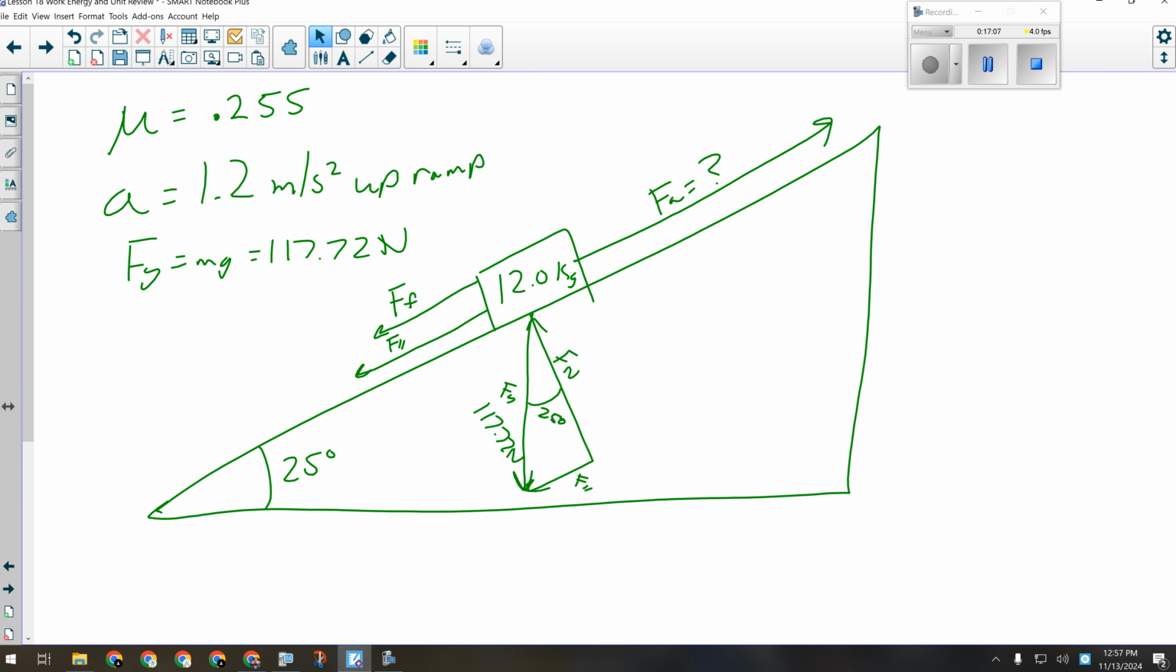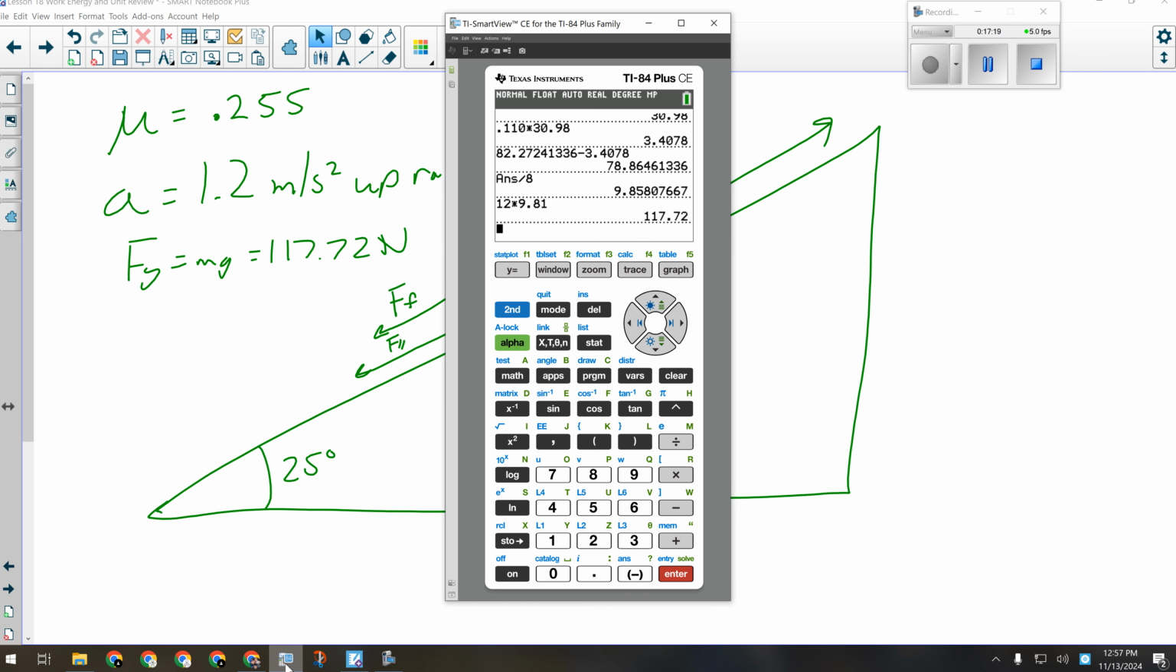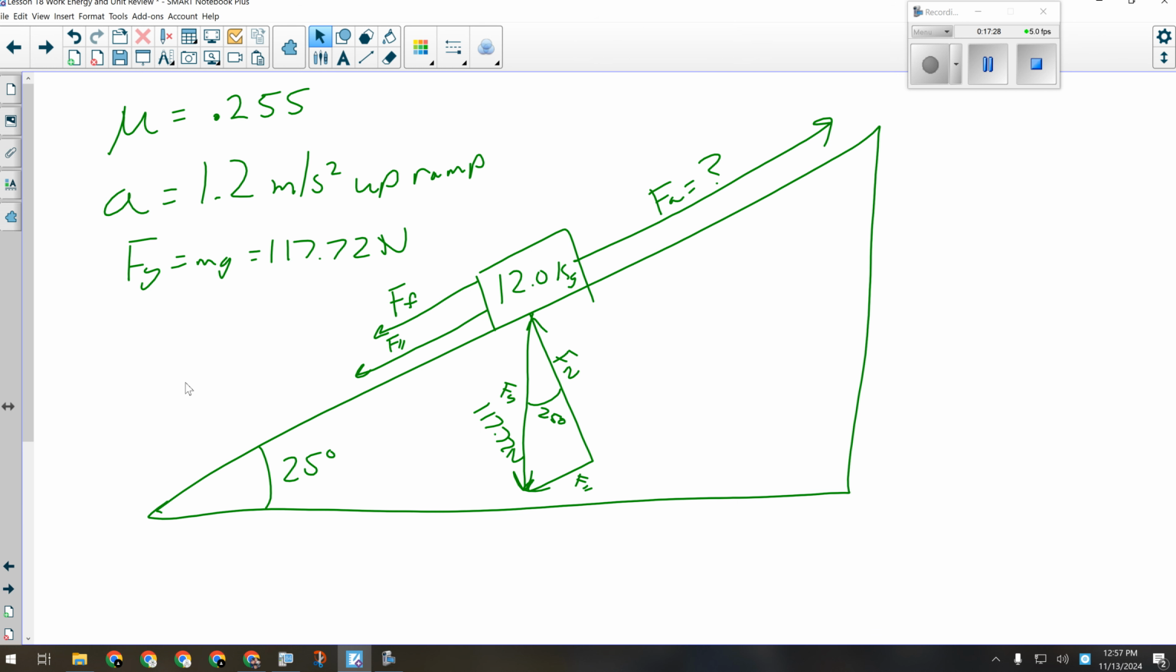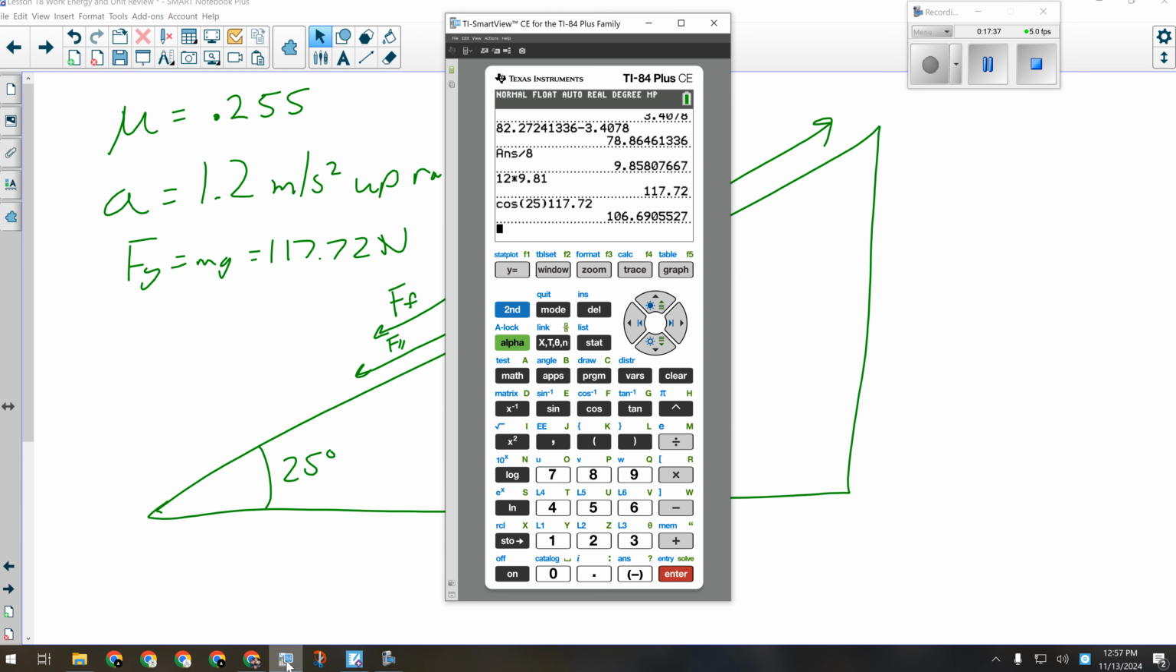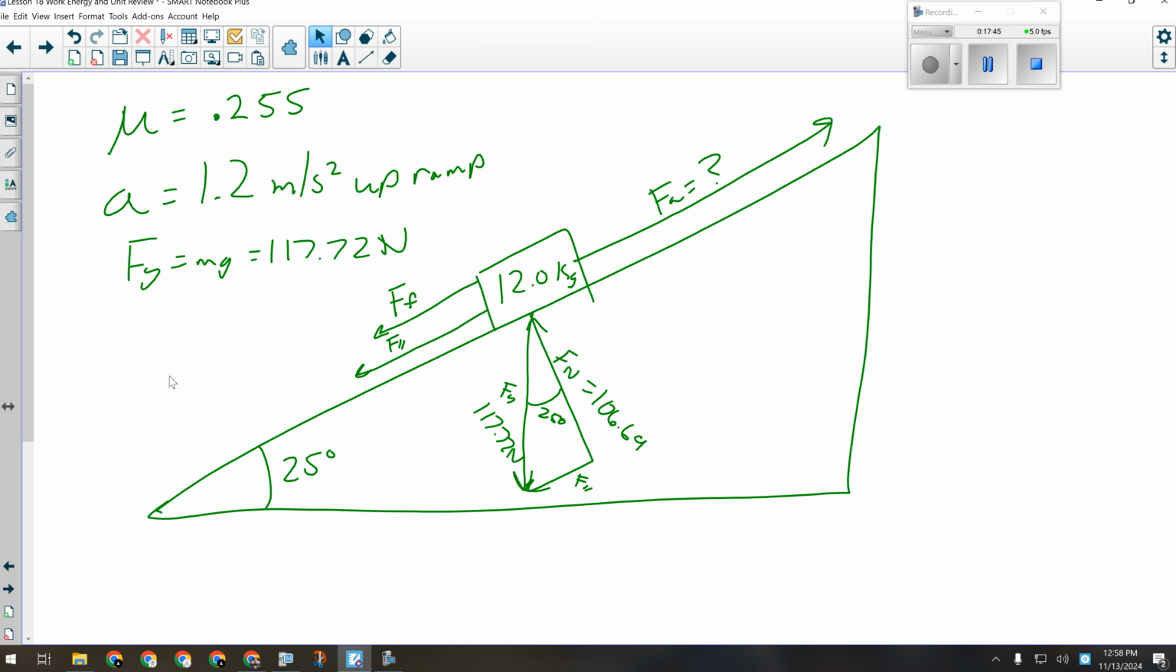Now I can get the other two sides. Fn will be the cos. What do I need Fn for? To get the force of friction. I need Fn if I'm going to get the force of friction here. So I'm going to go cos of 25 times that number. My normal force will be 106.69. I'll use that to calculate friction, and I might as well calculate F parallel while I'm here. It's the opposite side, so the sine of 25 times 117.72. That side's 49.75.